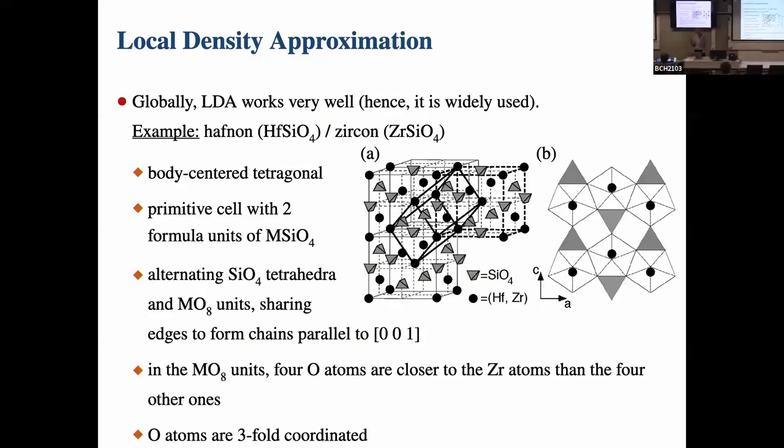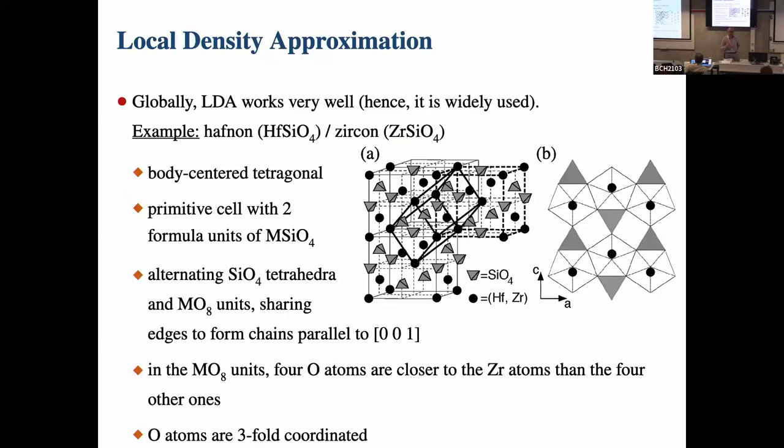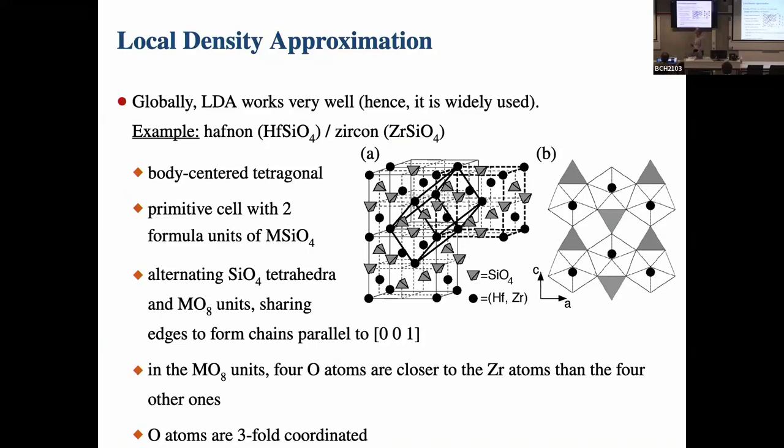So what does it mean that it kind of worked? If you take this example here of hafnium zircon, zircon is something that sometimes you would see in jewelry because it looks like diamond, but it's not diamond, so it's way cheaper. And it's a body-centered tetragonal unit cell. So there is a primitive cell with two formula units of MSiO4, M being hafnium or zirconium. So you can see that as alternating SiO4 tetrahedra and MO8 units along the 001 direction.